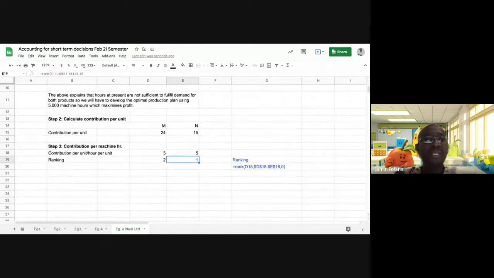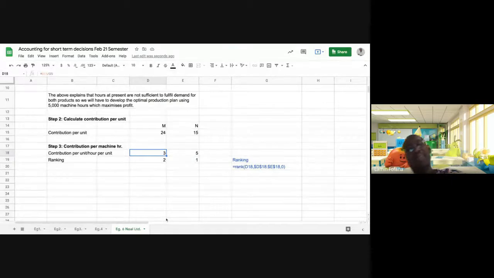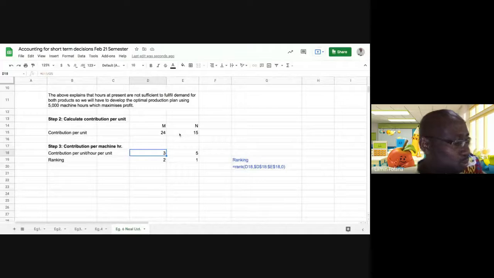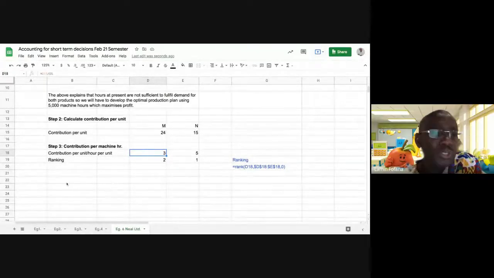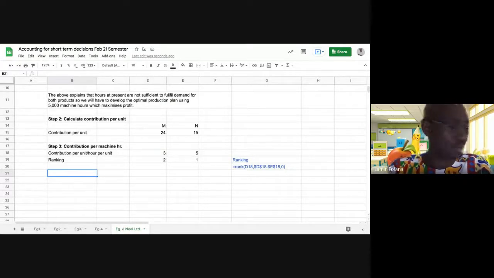So we know that the first product we need to produce is N, because N has the highest contribution per scarce resource, which is $5, seconded by M. Is that clear, everybody? Yeah, that's clear.